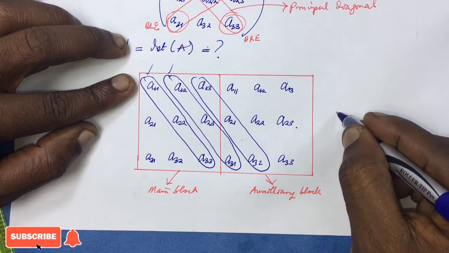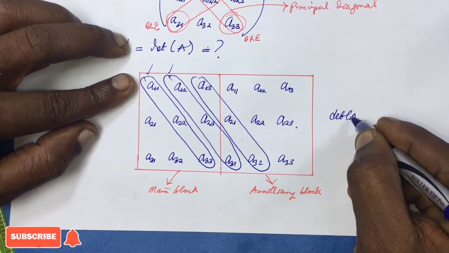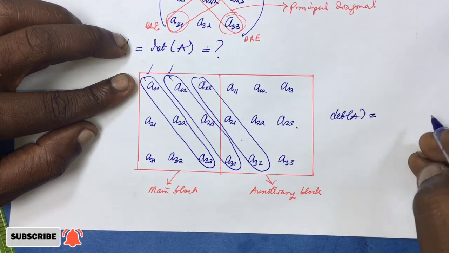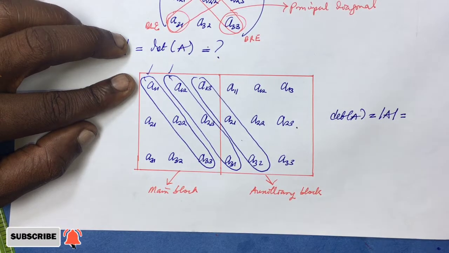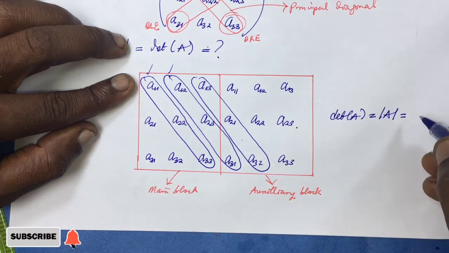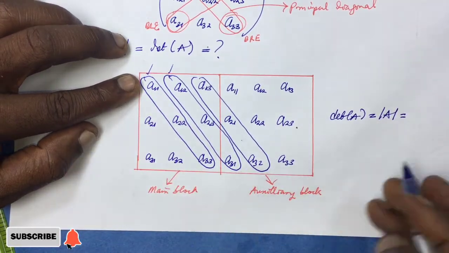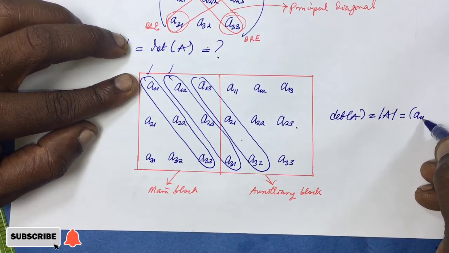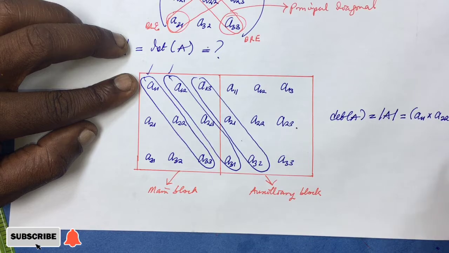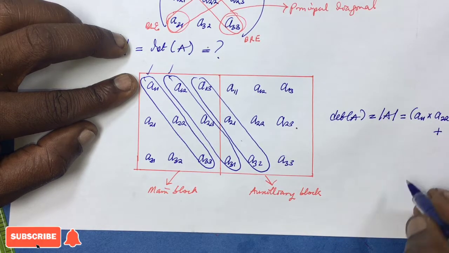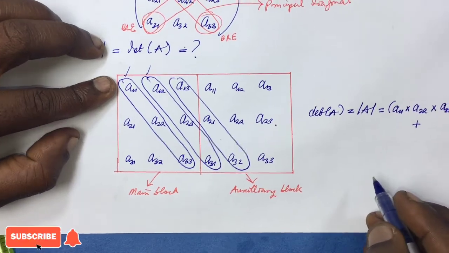You will now say det A, otherwise written as this, is equal to the product of the elements in the first principal diagonal, A11 times A22 times A33, okay? Add that result to the next one, okay?